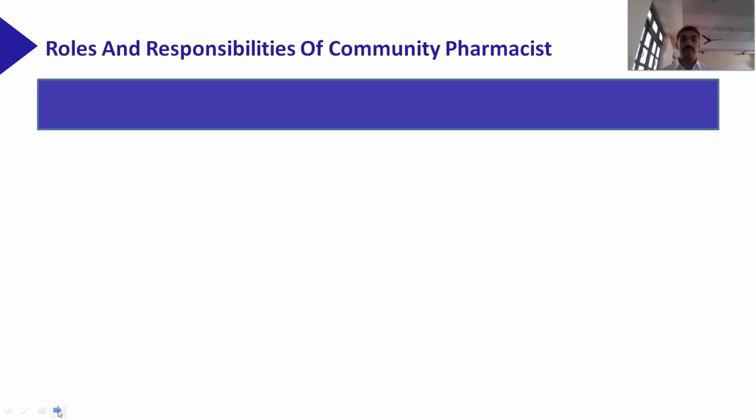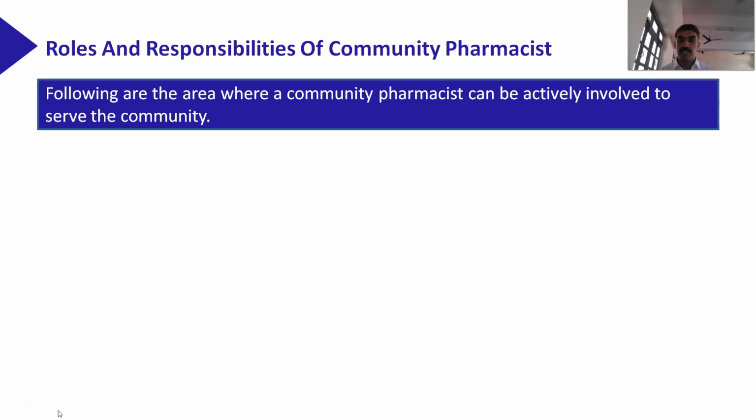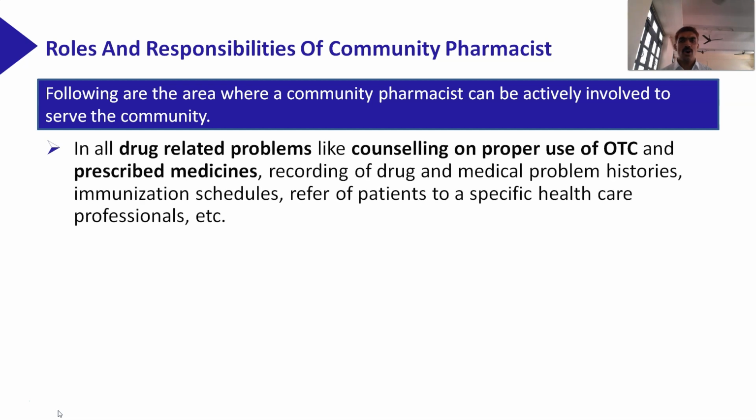The different roles played by retail or community pharmacy. One by one, we will see the different roles. The following are the areas where community pharmacists can be actively involved to serve the community. In all drug-related problems, DRPs, like counseling on proper use of OTC and prescribed medications, recording of drug and medical problem histories, immunization schedules, and referral of patients to the specific healthcare professionals. These are some of the important roles played by community pharmacy in society.